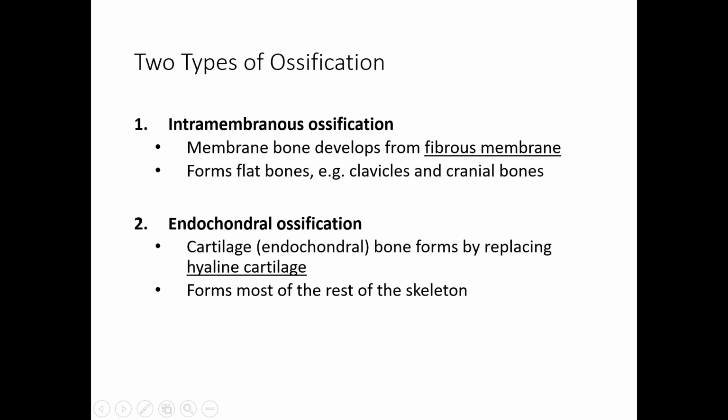And second, endochondral ossification. It's when a piece of cartilage turns into bone. And it happens with hyaline cartilage. And the rest of the skeleton, all of the long bones of our arms and legs, hands and feet, are formed by endochondral ossification.